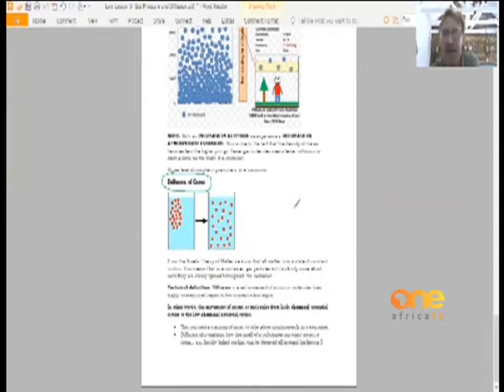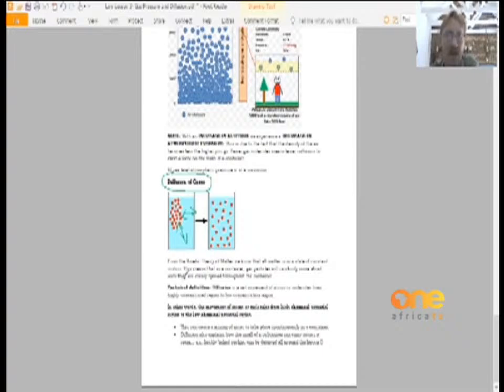From the kinetic theory of matter, we know that all matter is in a state of constant motion, and this means that in a container, gas particles will randomly move about until they're eventually evenly spread throughout the container. And that's what this graphic shows. Initially, you introduce some gas into a container. If you seal the container and leave it, over a period of time, these individual particles, because they're all moving around the whole time at random, they eventually distribute themselves so that they evenly distribute throughout the volume of the container.